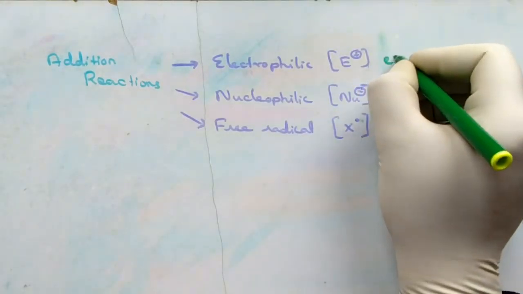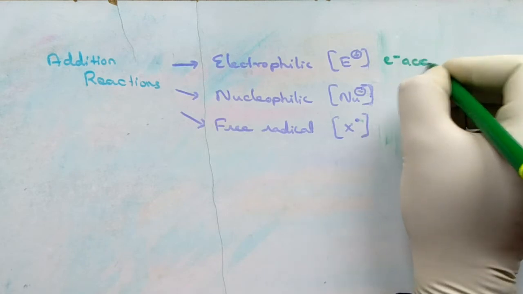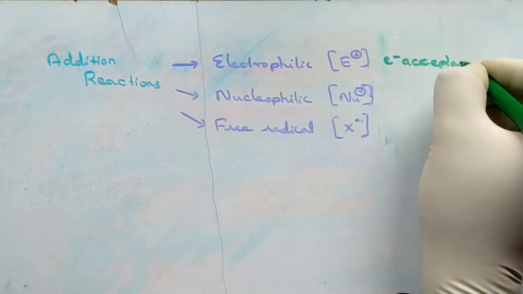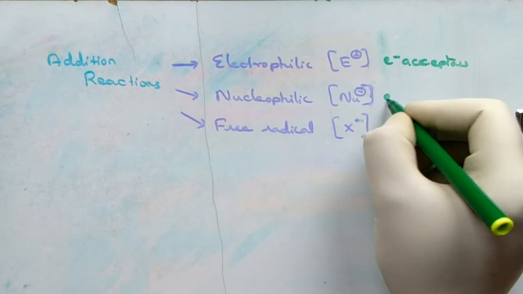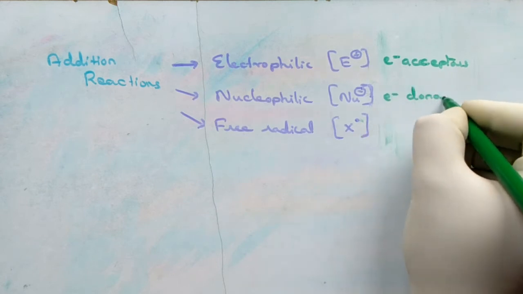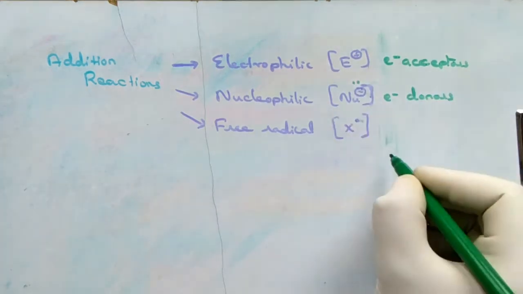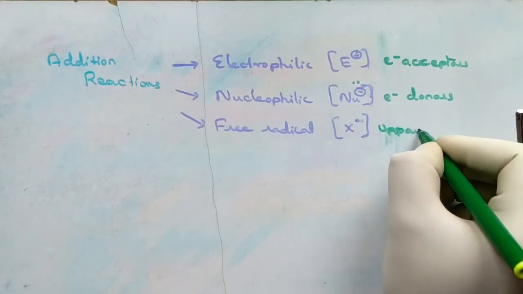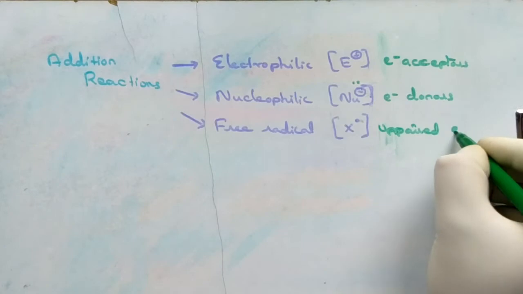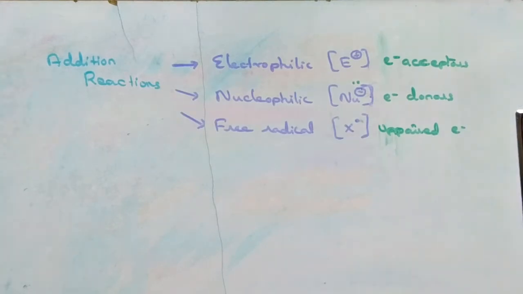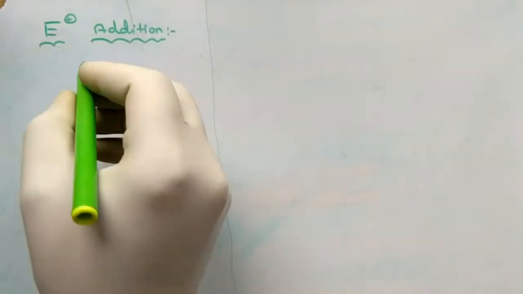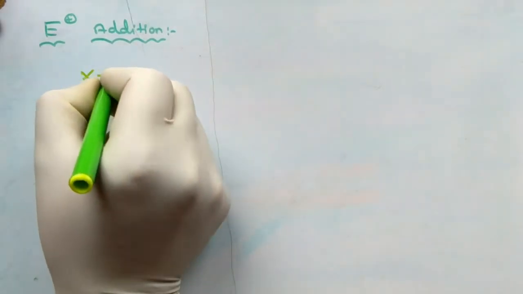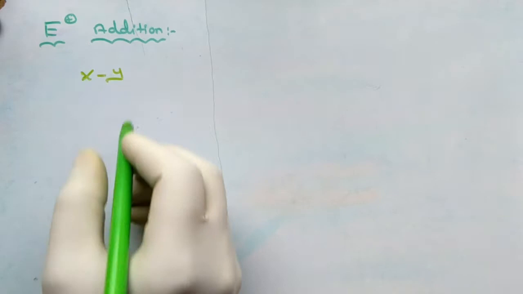Electrophiles are electron acceptors. Nucleophiles are electron donors because they have the bonding pair of electrons with them. And free radicals contain an unpaired electron with them. Next we are going to see about electrophilic addition reaction.